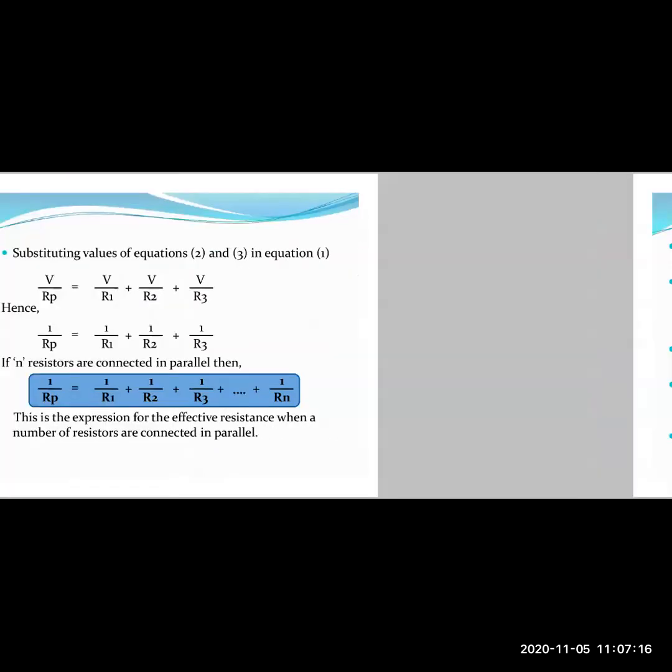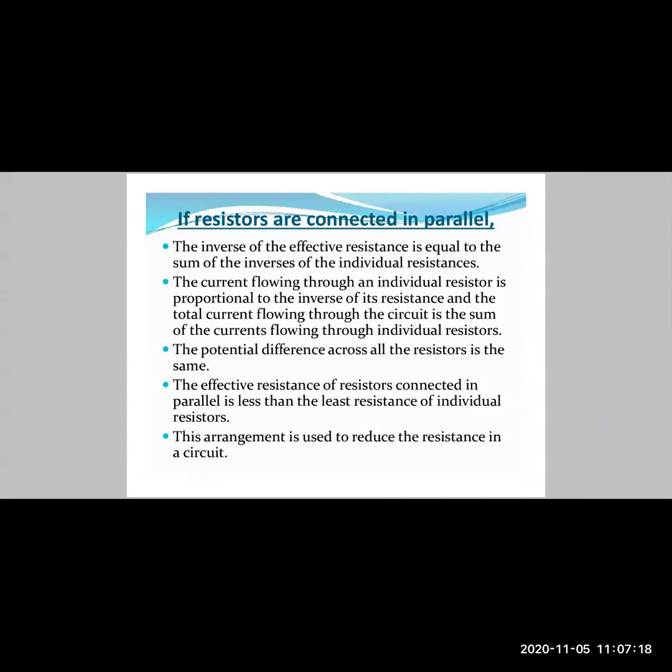Then point number 3, the potential difference across all the resistors is the same. Yes, that is why we said voltage remains constant. You need to remember that in a parallel combination, voltage remains constant and current changes. In a series combination, current remains constant and voltage changes. These are the things that you need to remember with respect to a series combination and a parallel combination. Then the next point: the effective resistance of resistors connected in parallel is less than the least resistance of the individual resistors.